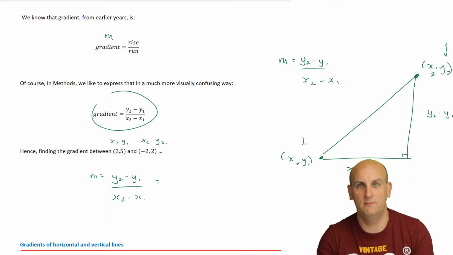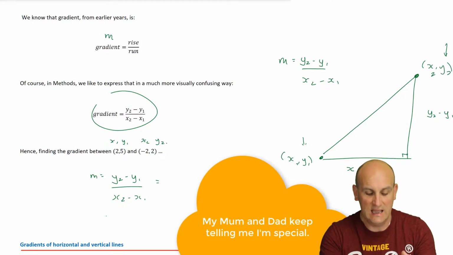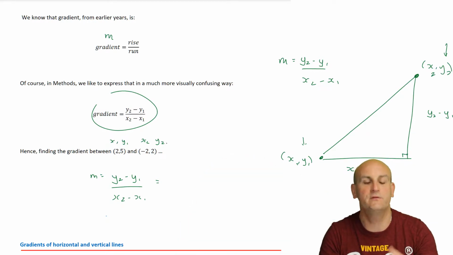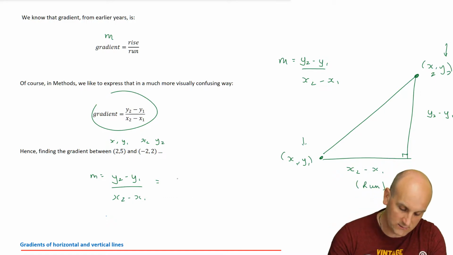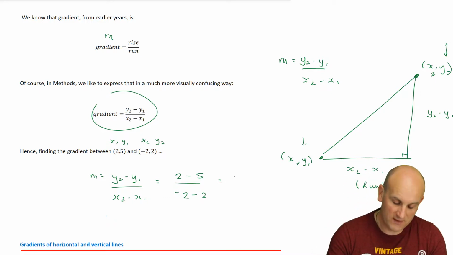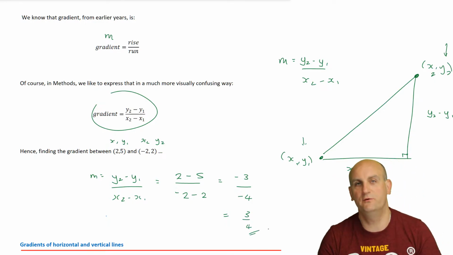Now, notice the way I write that above. It's not because I'm special. It's not because I need to do this. It's just because it helps me visually make sure I put the right numbers in the right place. So y2 is 2, minus y1 is 5, and x2 is negative 2 over x1 is 2. So y2 minus y1, substituting in the values, 2 minus 5 is minus 3. Hold on a moment, I was expecting 3. Oh, minus 2 is minus 4. And the minus over minus gives me the plus. And there we go, 3 on 4.